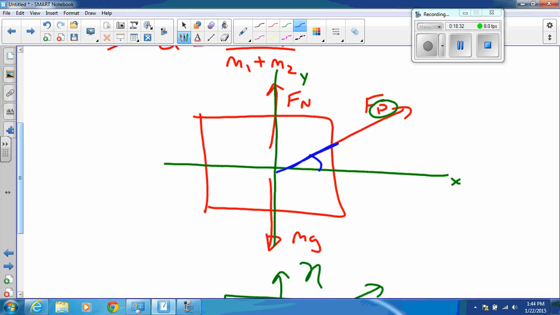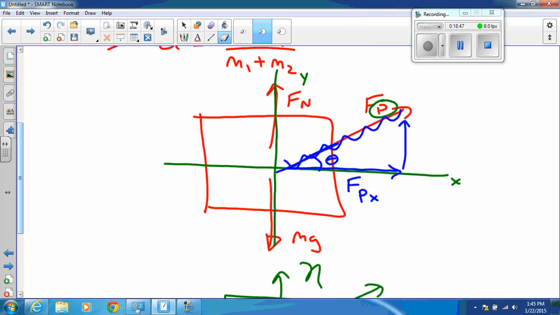And you remember that what we do with forces that are off at an angle is we resolve them into components. So I would scratch this guy out and replace him with his two components: the X component and the Y component, just like that. And as you know, the X component is going to be FP times the cosine of the angle.